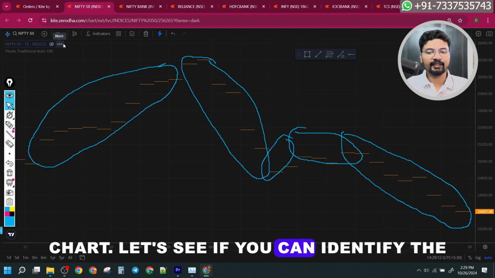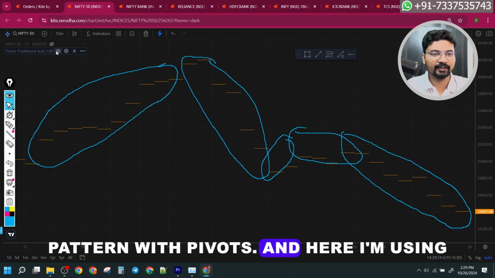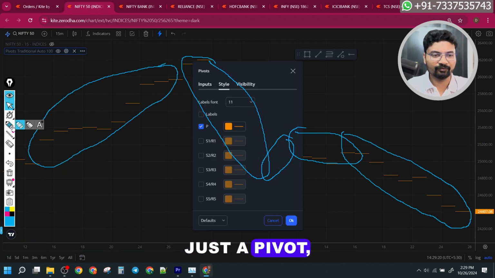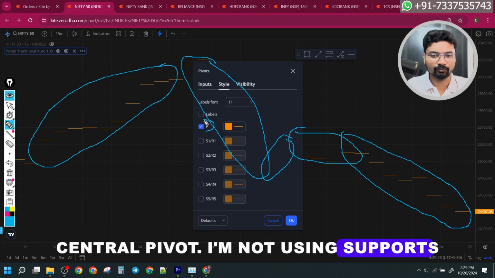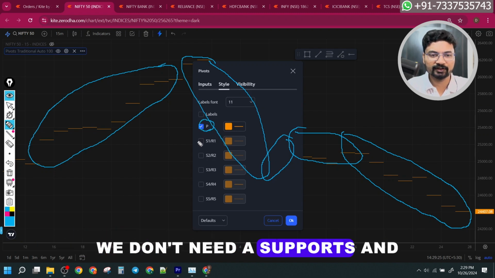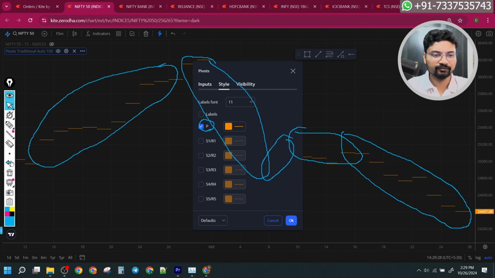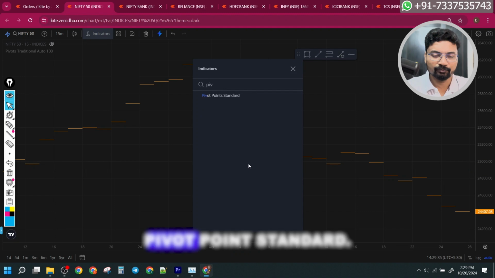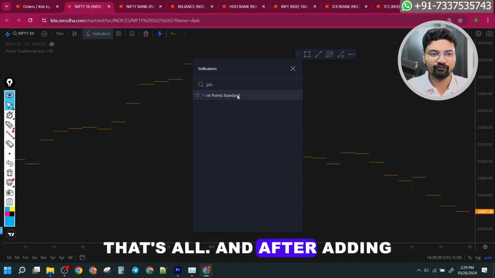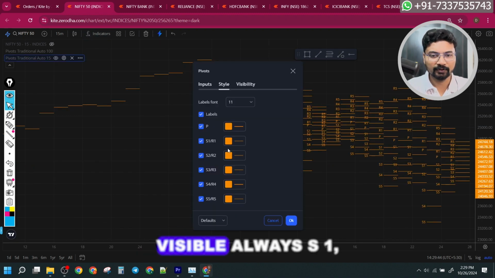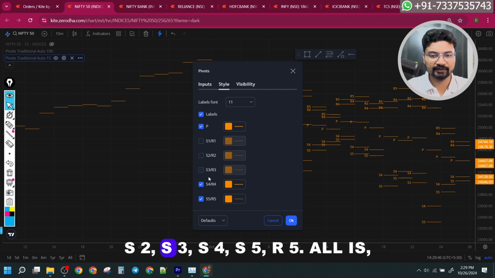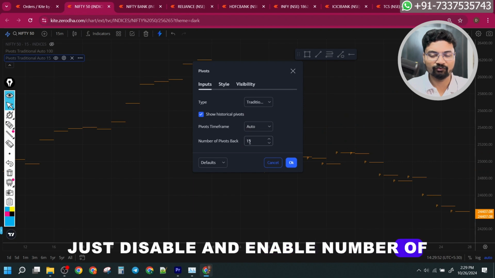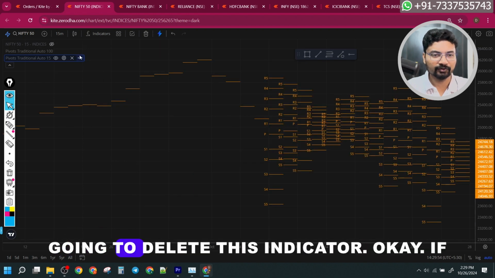Let's see if you can identify the pattern with pivots. And here I am using traditional pivots, and I am using just the central pivot. I am not using supports and resistances. We don't need supports and resistances for this, just the pivots. You can add these pivot points directly by going into indicators, Pivot Points Standard. That's all. After adding it, disable all these S1, S2, S3, S4, S5, R5, and enable the number of pivot points that you want to use. I'm going to delete this indicator.